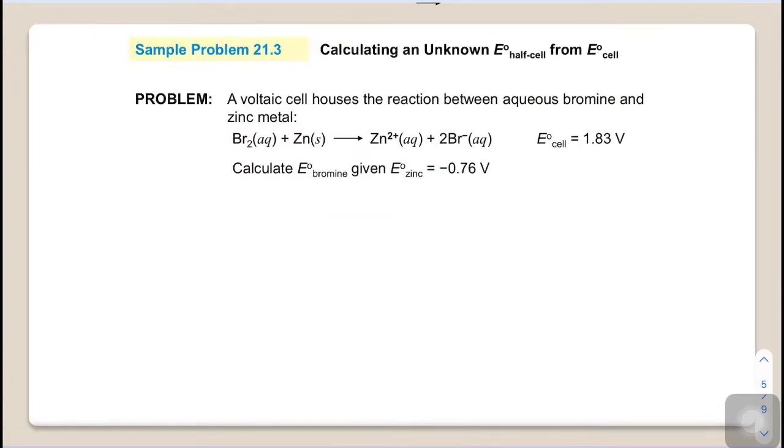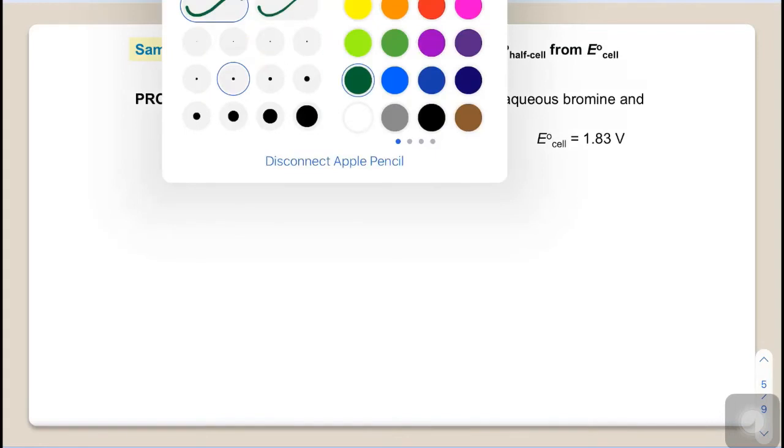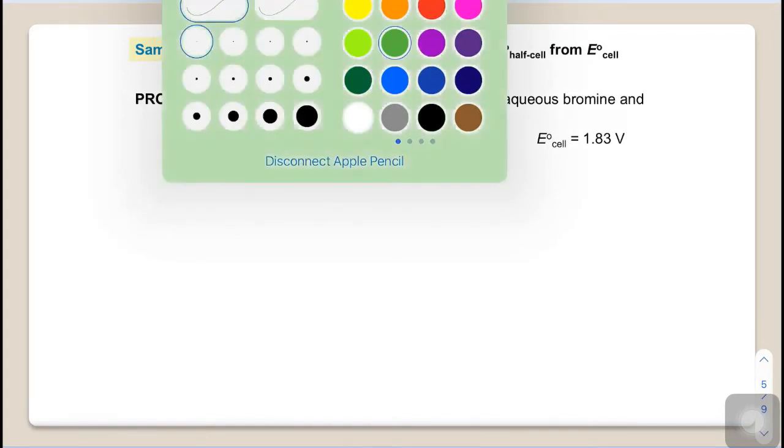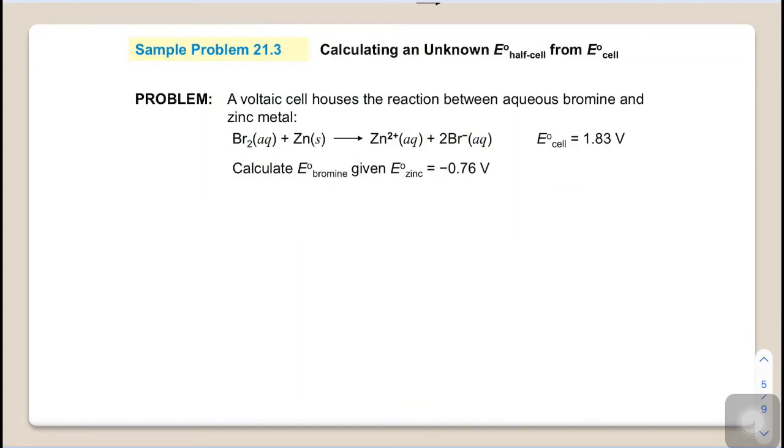Let's calculate the unknown E naught half cell from the E cell that is given. A voltaic cell has the reaction between aqueous bromine and zinc metal. The equation is given as Br2 plus Zn produces Zn2+ plus 2 Br minus. From this equation, it is obvious that bromine undergoes reduction, as the oxidation number here is 0 and it turns to negative 1. So the oxidation number of the bromine decreases, so Br undergoes reduction.